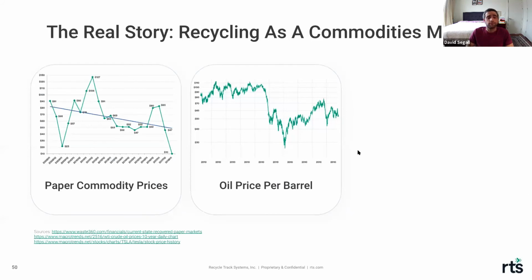So the real story is that recycling, as I said, recyclables, things that can be recycled, are really dependent on commodities markets. And so when you, excuse me one second, I'm sorry, I have my obnoxious Outlook making all sorts of crazy noises. I'll close that.